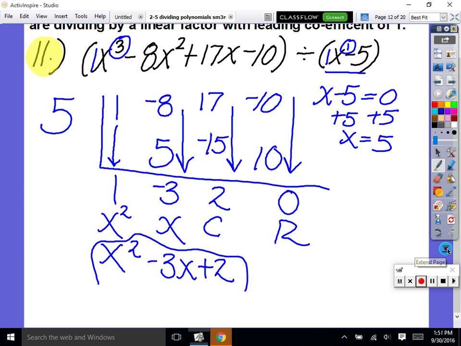Now we would write this the same as we did our other polynomials. If we would have had a remainder, we would have done plus 2 over x minus 5. You know what I mean? So let's do another one. It's just learning a process. This is the one we're going to use most of the time from here on out.